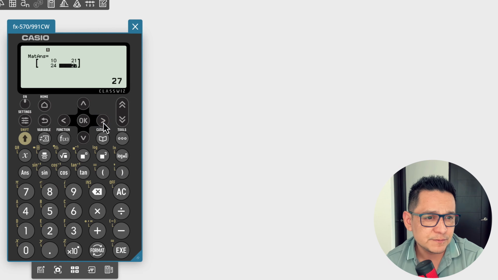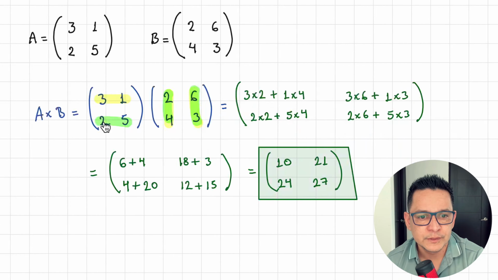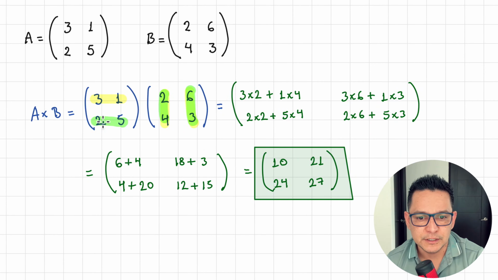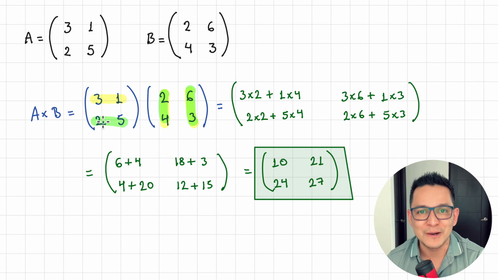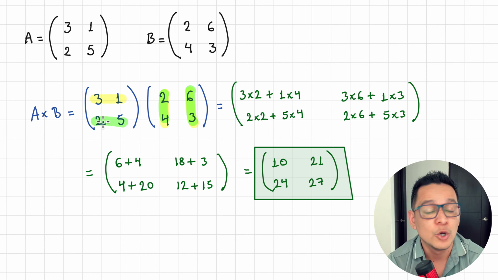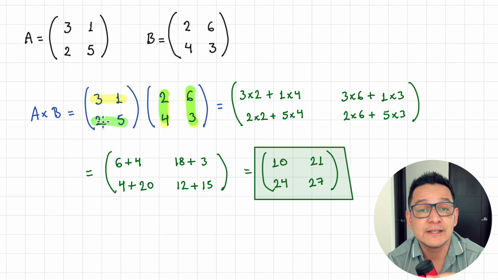Let's see. 10, 21, 24, and 27. I move to the other one. Let's see. 10, 21, 24, and 27. It's exactly the same, right? All right, perfect. With this, we've finished the video. As you can see, it's extremely easy to multiply matrices when they're 2 by 2.